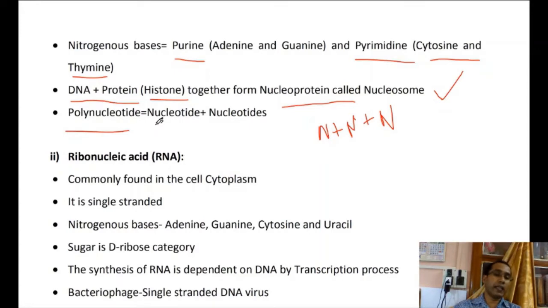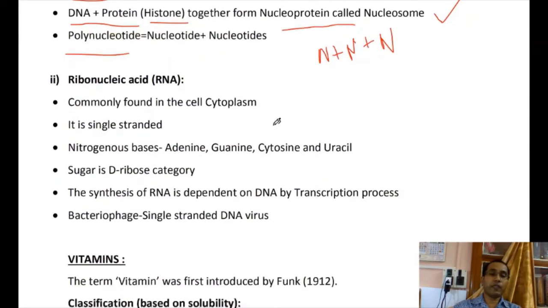Ribonucleic acid, RNA. What is the difference between RNA and DNA? So many questions are coming nowadays. It is commonly found in the cell cytoplasm. It is single-stranded, whereas DNA was double-stranded. The nitrogenous bases are basically adenine, guanine, cytosine, the same composition, but uracil replaces thymine. The sugar is of the D-ribose category.